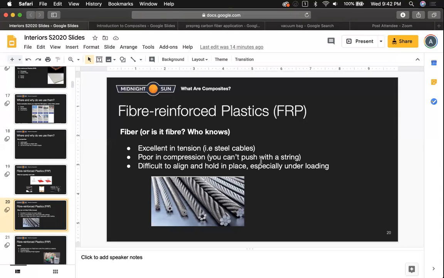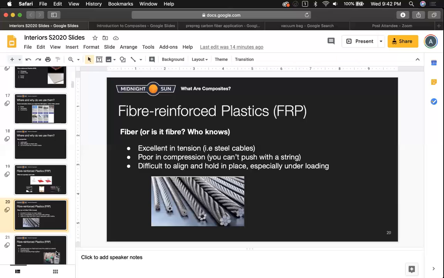But obviously fibers are really poor in compression. If you've ever tried to push something with a string before, you'll find it's essentially impossible. And in general, they're difficult to align and hold in place, especially under loading. So if you're building something out of string, the moment you take away whatever's holding it, they just fall to the floor and don't hold their shape at all.